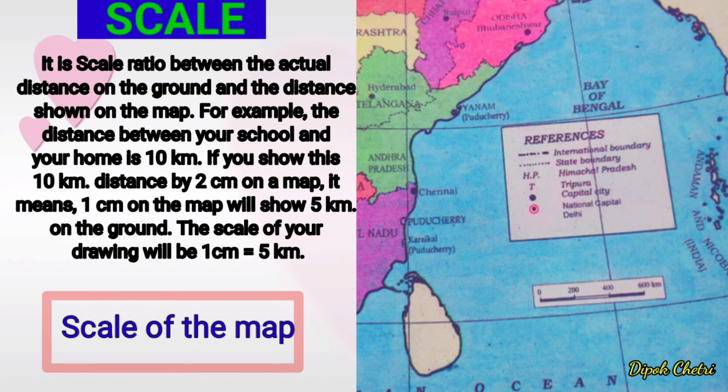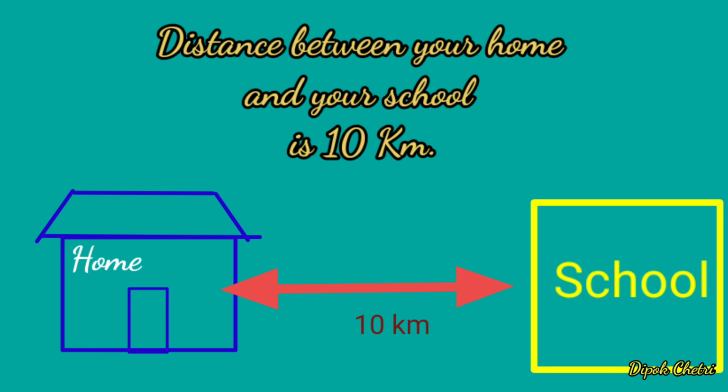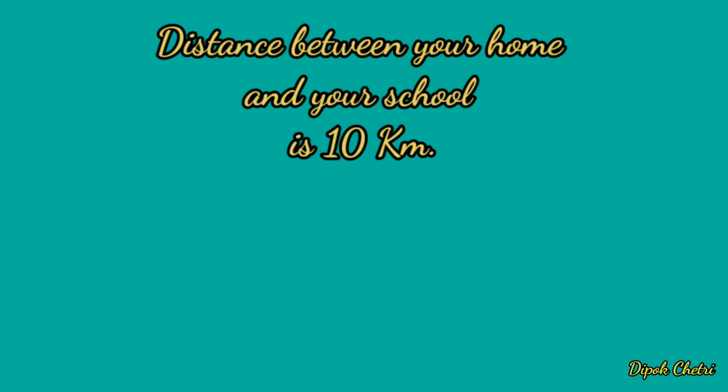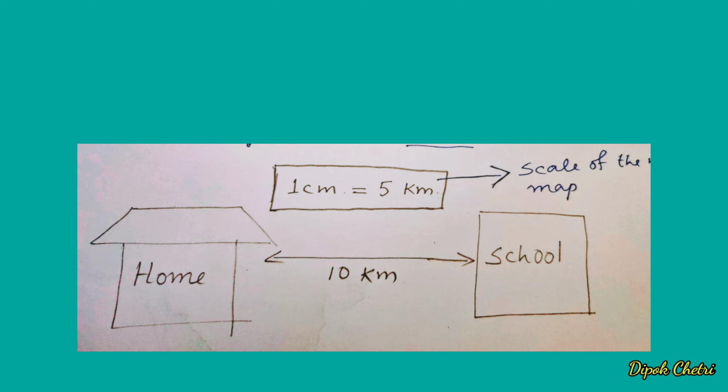Scale is the ratio between the actual distance on the ground and the distance shown in the map. For example, the distance between your school and your home is 10 kilometers. If you show this 10 kilometers distance by 2 centimeters on a map, it means 1 centimeter on the map will show 5 kilometers on the ground. The scale of your drawing will be 1 centimeter equals 5 kilometers.